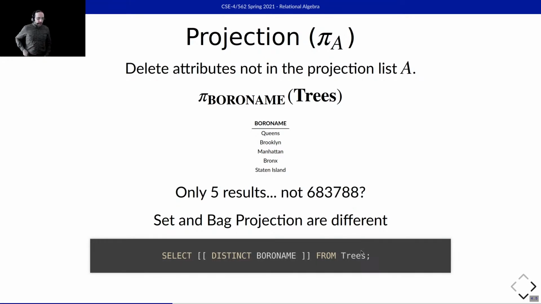Again, to map this back to SQL, projection is essentially the target list. If I put a set of targets in my query, that essentially just gets turned into a projection on top of the query. And if I use the distinct keyword, that's essentially signaling to the SQL interpreter that I am working with set projection.